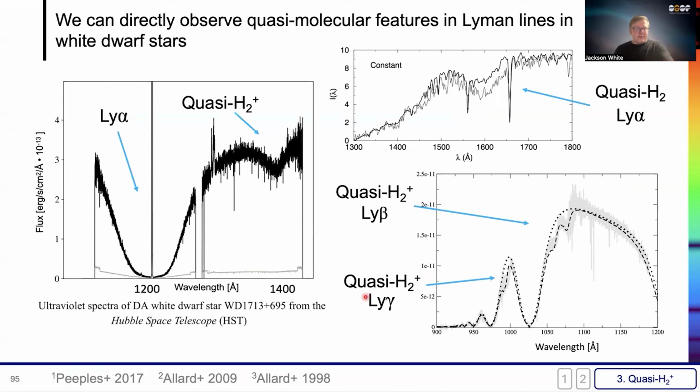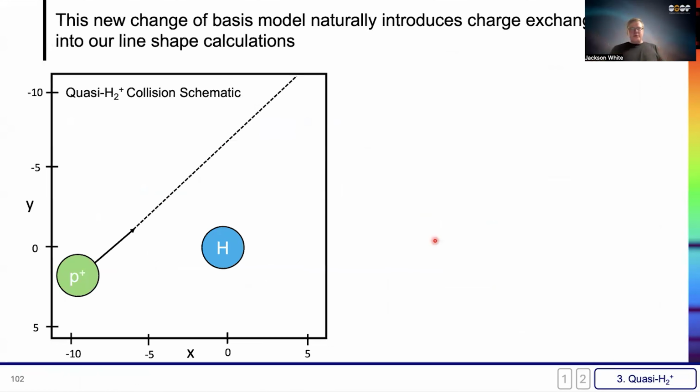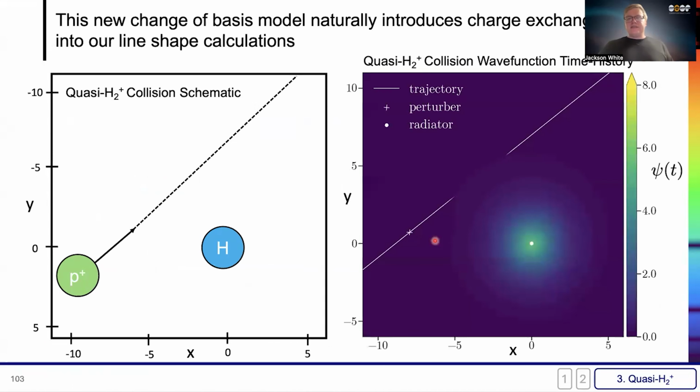So like, for example, this spectra here on the left, this is an ultraviolet spectra from a hydrogen atmosphere white dwarf star taken with the Hubble Space Telescope, where we see these really big absorption features from quasi H2 plus. And we see these for quasi H2 and for quasi H2 plus in a whole bunch of different lines. Now, what we did here was we built something of a new simulation-based approach for modeling these quasi-molecular collisions. Effectively, we built a charge exchange model to put into simulation line shape codes.